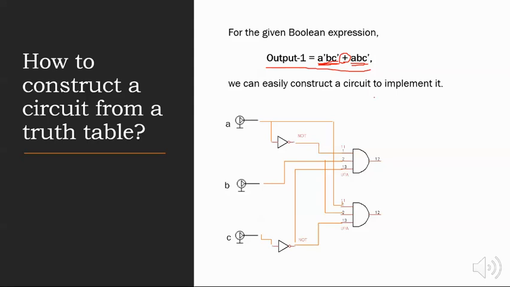And finally, we need a two-input OR gate. So we just use the OR gate and connect the outputs from the two AND gates. The output from the OR gate is output 1. And this is the circuit that implements output 1 of the truth table. Similarly, we may easily construct a circuit for output 2. And output 1 plus output 2 will be the implementation of the truth table.